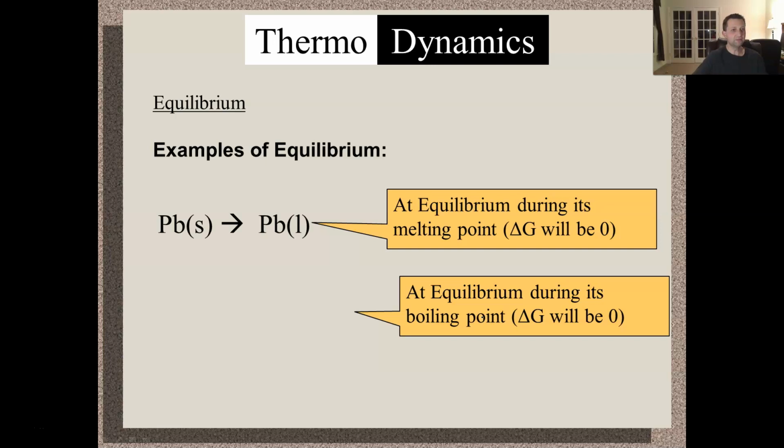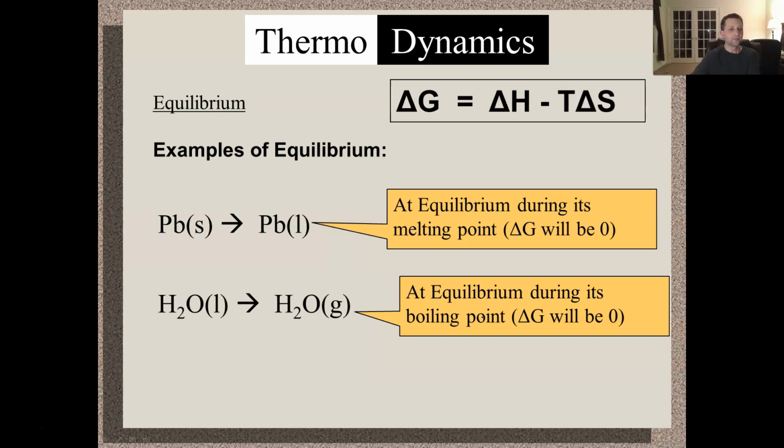So to wrap this all up here, I have a couple examples of equilibrium. So if you have Pb solid to Pb liquid, that's melting, that's a phase change. The equilibrium during this melting point is occurring, so the delta G will be 0. For the one underneath it, you go liquid to gas, you're boiling, or going through that phase change of liquid to gas for water. So you're at equilibrium during that phase change, so the delta G will be 0. It's really, really important to understand that when you're at equilibrium during a phase change, your delta G value is 0. That's really important for some of the practice problems we're going to eventually do here.